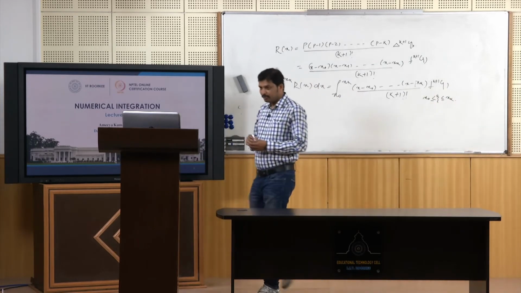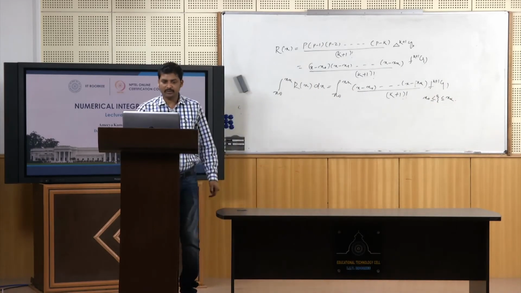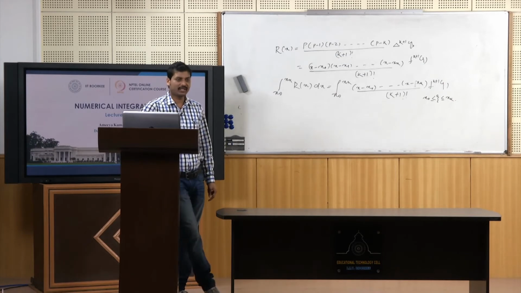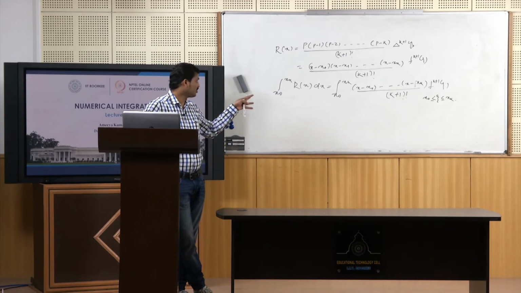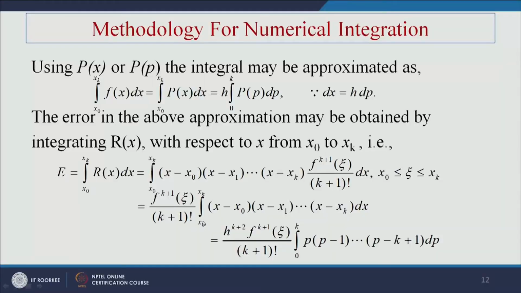So, if we just take out the term f to the power k plus 1 zeta by k plus 1 factorial, as that is constant, it can be taken out. So, inside this integration, we can write x0 to xk, (x minus x0)(x minus x1) up to (x minus xk) dx here. If we eliminate dx in the form of h dp, then x minus x0 and x minus x1 can be written in terms of p here.